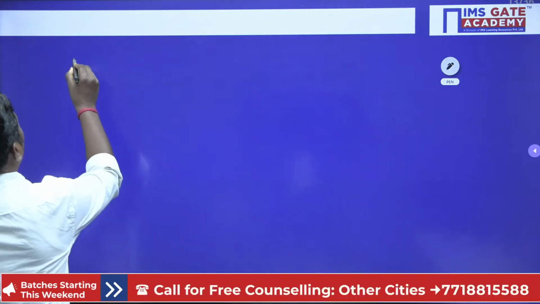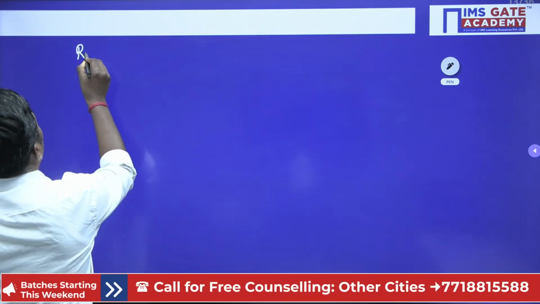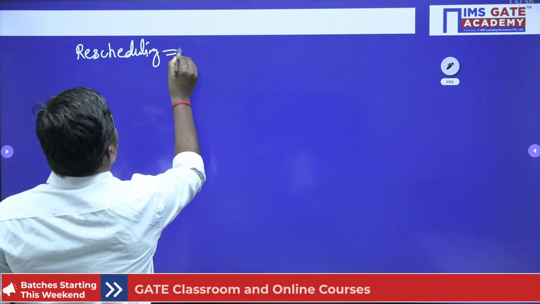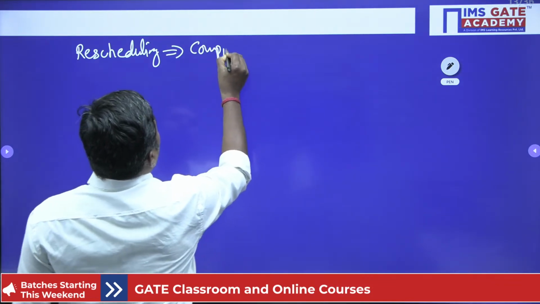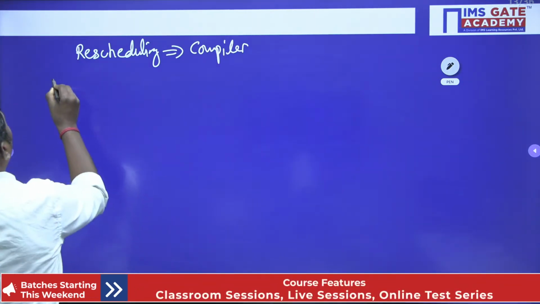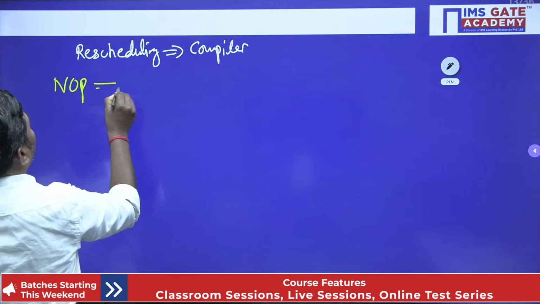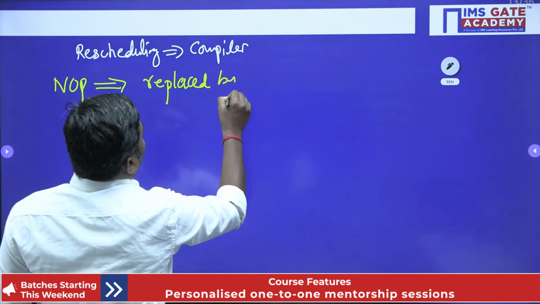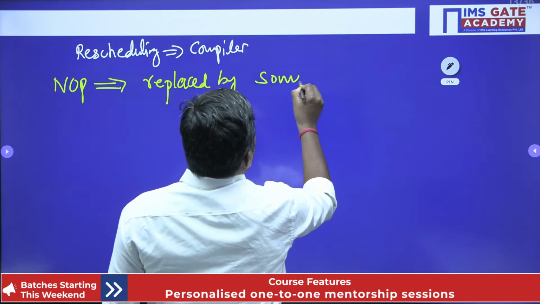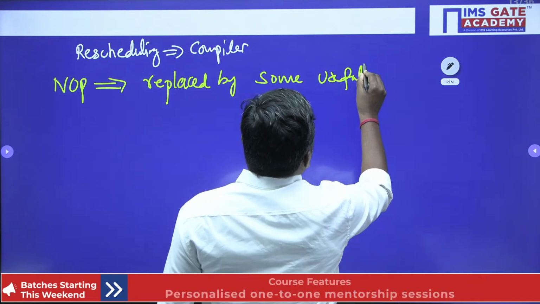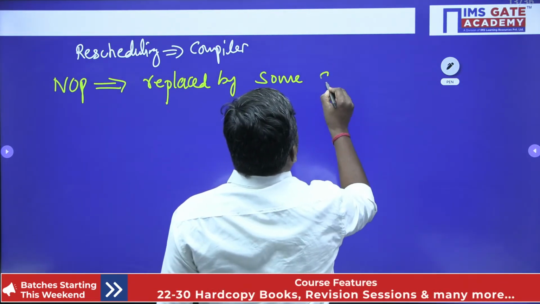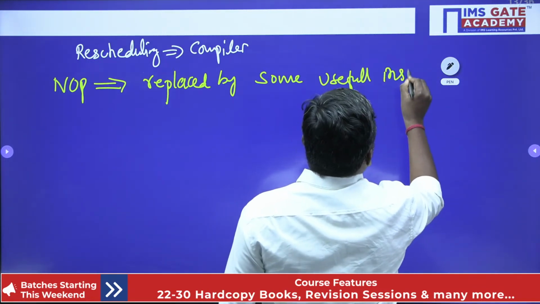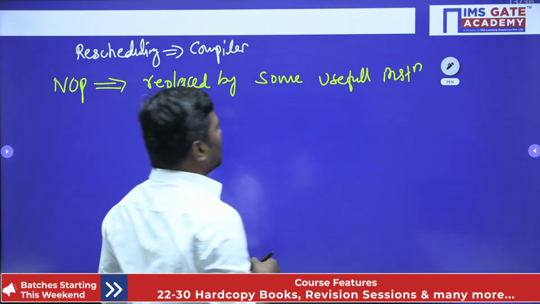Instruction rescheduling. So next they modified instruction rescheduling. So this should be done by what? Compiler only. Meaning, please understand what the meaning here is. The nope instruction is replaced by some useful instruction, a useful and independent instruction here.